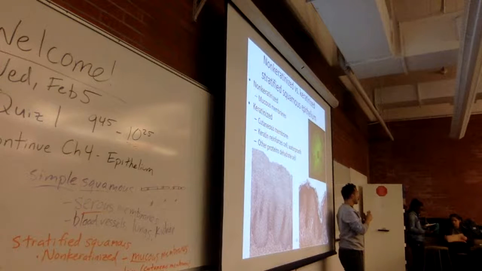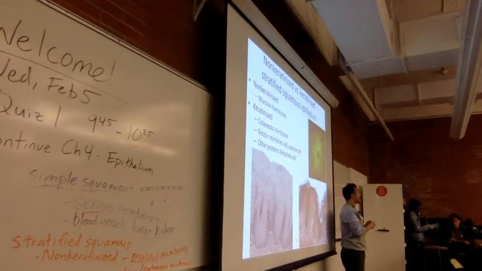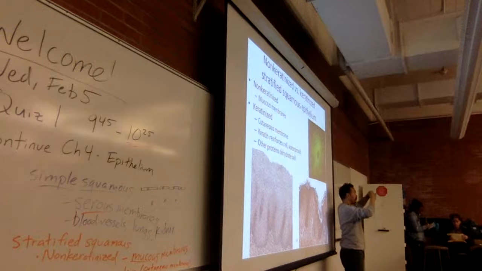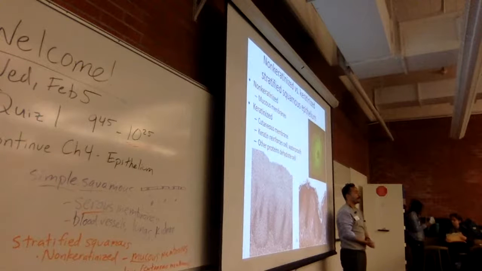Is it more common in the outer layers? Yes, it is more common in the outer layers. When we start talking about skin, we'll see that when the cells are born, they're not making keratin yet, and as they move up and get older, they start making more keratin. Yes.